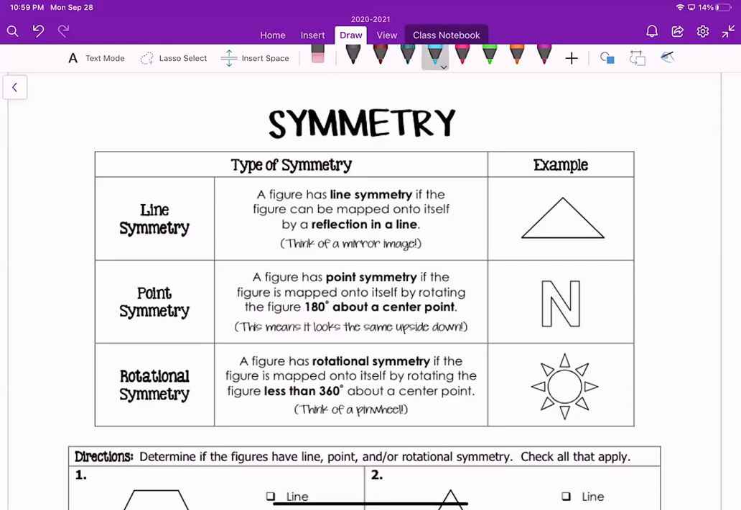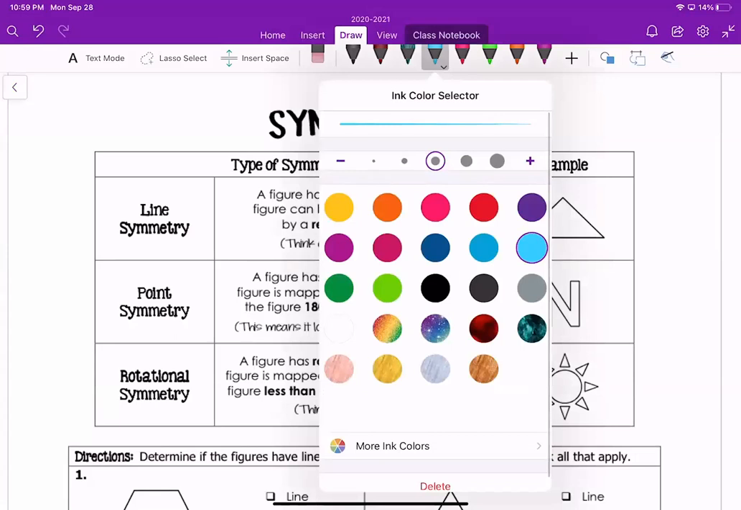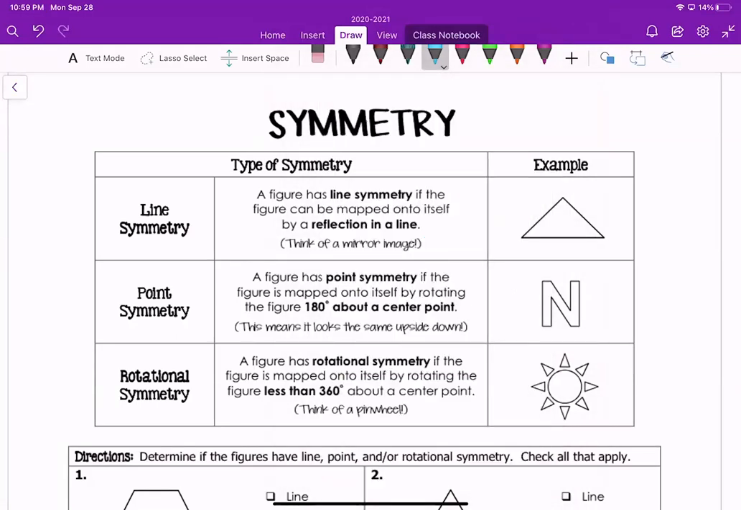So let's start working with bright colors. So this is line symmetry, right? So you could cut it in half and the left is the same as the right. So the L is the same as R. So it's the same symmetry. All right, so they're the same.